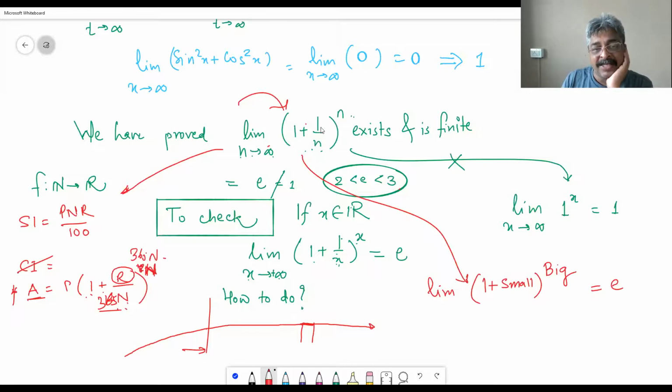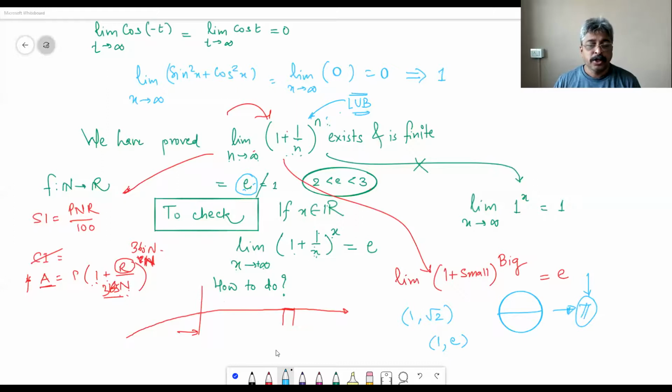That is why this limit is very important. It is 1 plus small raised to big is e. Now, we have proved it for natural numbers. Your job is to prove it for real numbers. Write down a complete, correct proof. I will write after you.